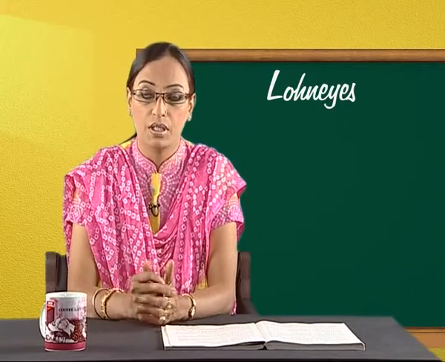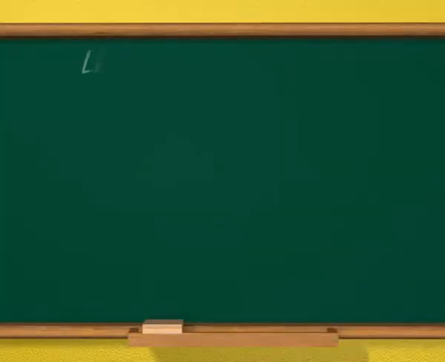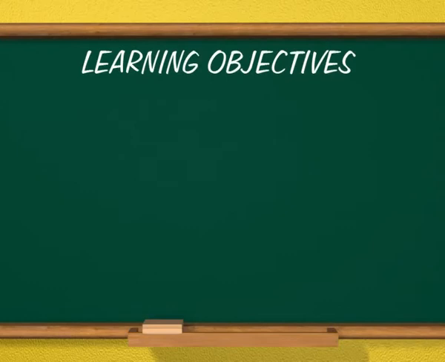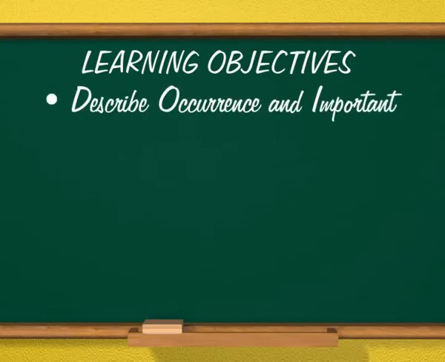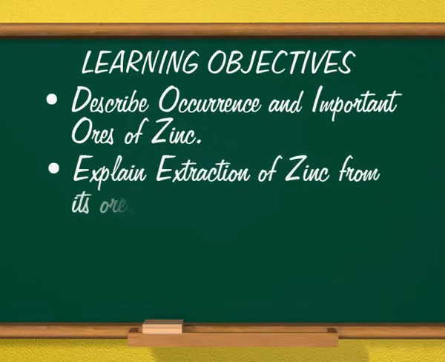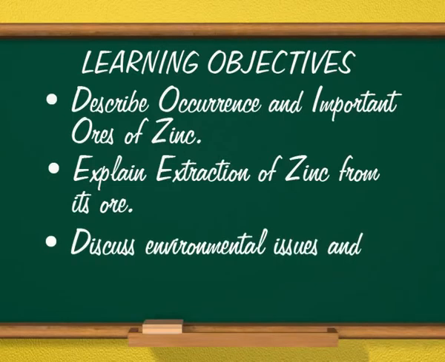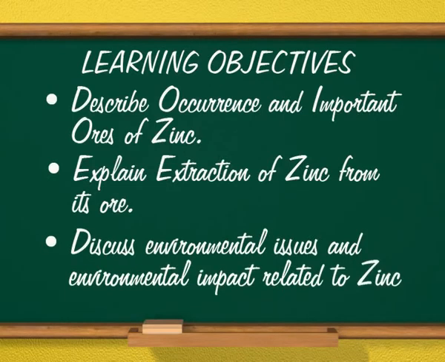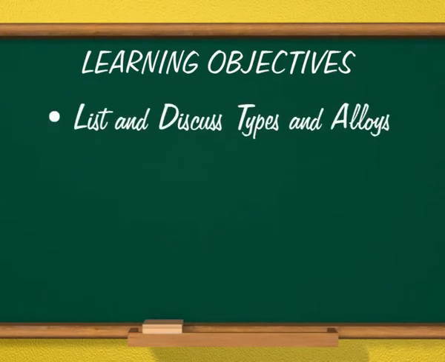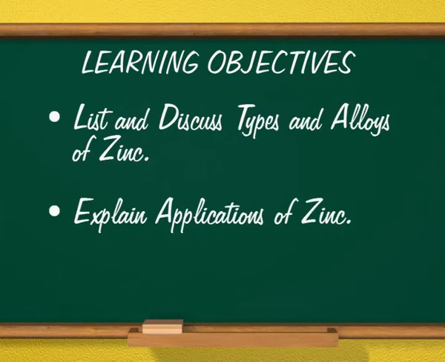Today we will discuss in detail about extraction of zinc. Before we discuss any further, let us discuss the learning objectives for today's lesson. On completion of this topic, learners will be able to describe occurrence and important ores of zinc, explain extraction of zinc from its ore, discuss environmental issues and environmental impact related to zinc production, list and discuss types and alloys of zinc, explain applications of zinc, and solve questions.